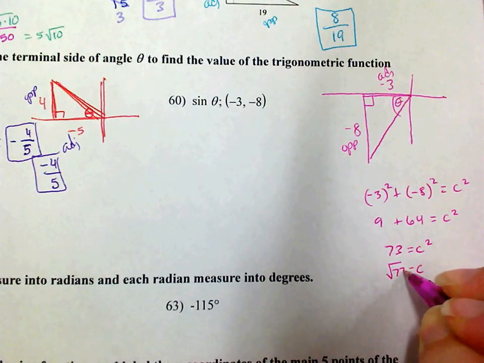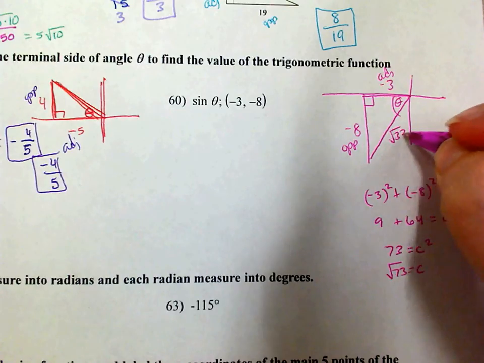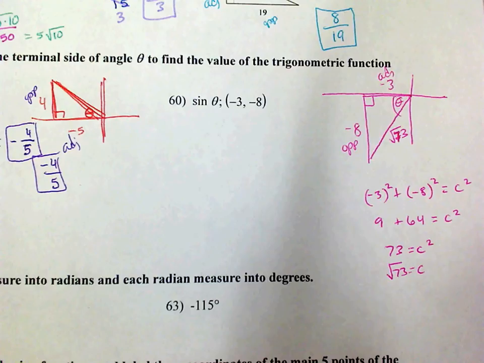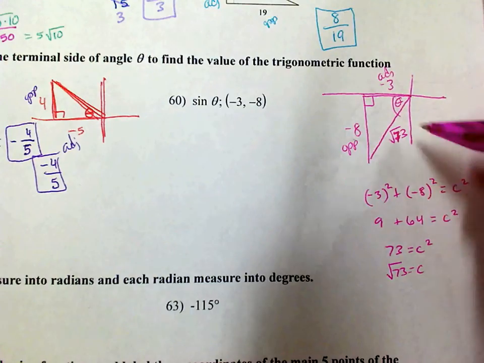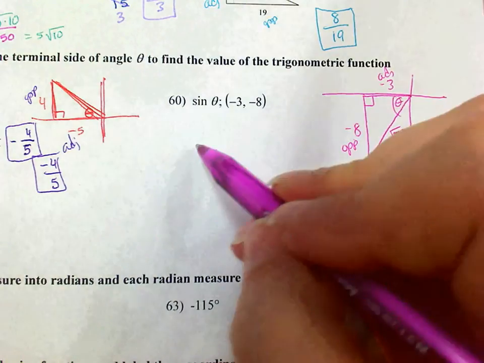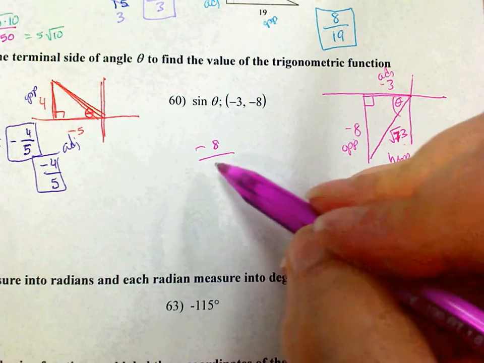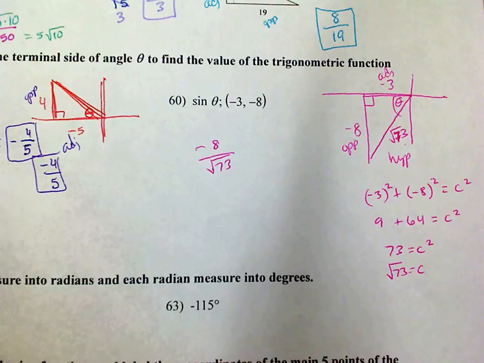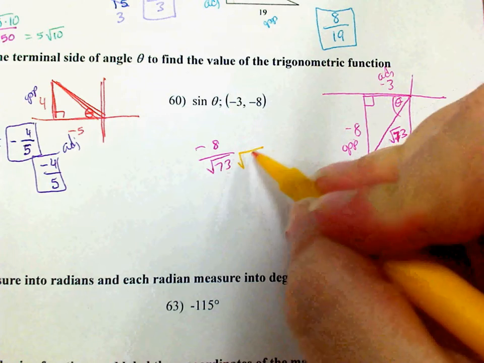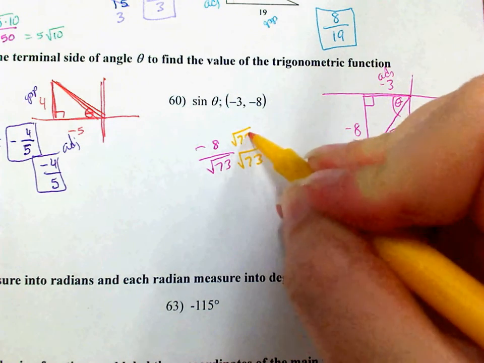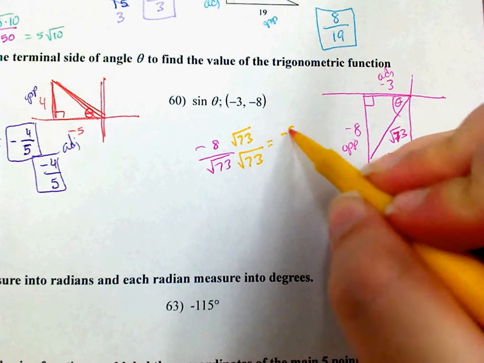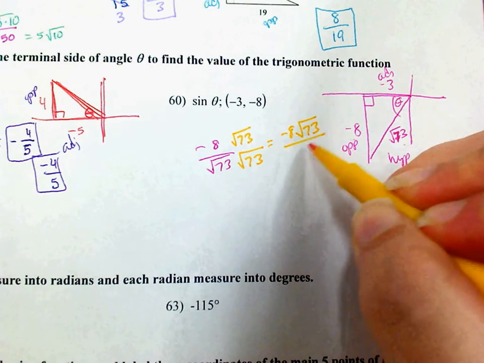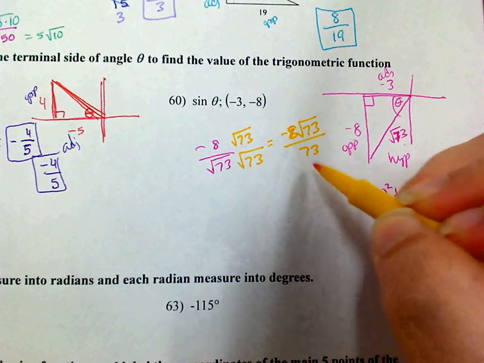I don't know why I put that as a 30. Okay, so sine is opposite over hypotenuse. So that means negative 8 over the square root of 73. And we want to rationalize, so we multiply top and bottom by the square root of 73. And this becomes negative 8 square root of 73 over just 73. 8 and 73 do not simplify, so we are done.